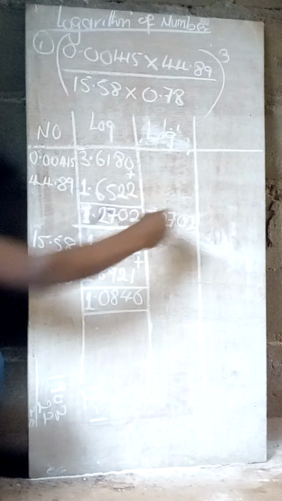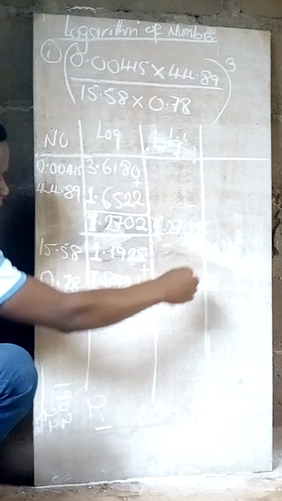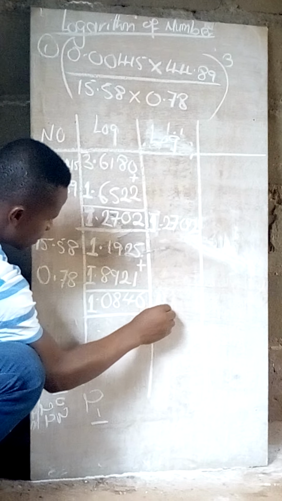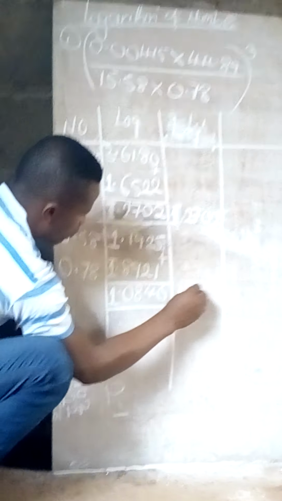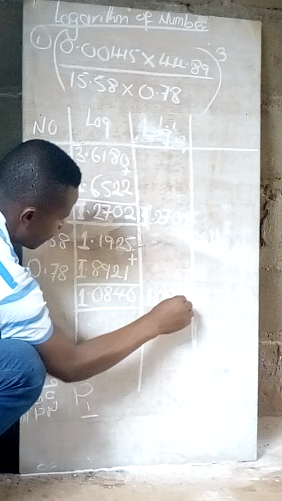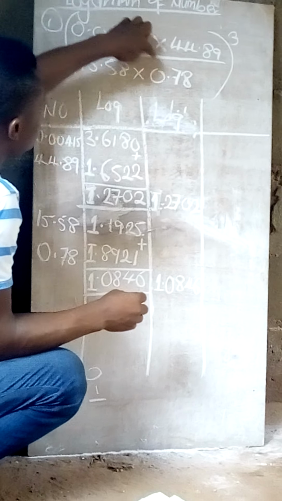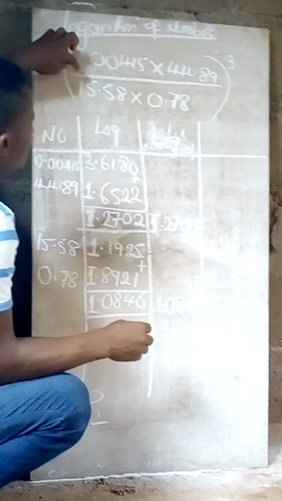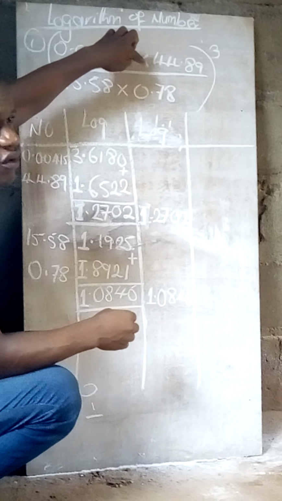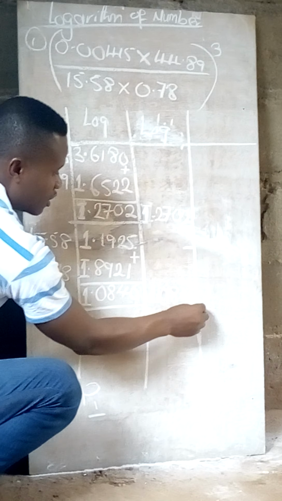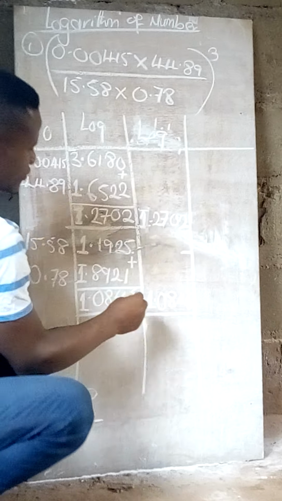Are you there now? Move it down toward this other page, okay? We now have 1.0846. Are we there now? What does this signify? Division. Division, what does it signify in the law? Minus, right? You have to minus it from here, right? Are we there now? See how the laws are just going one by one.